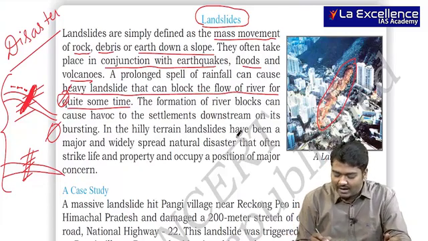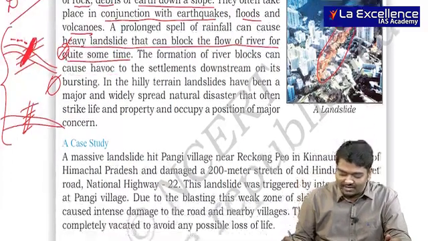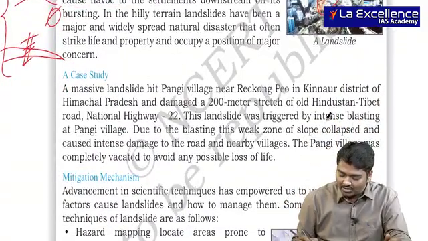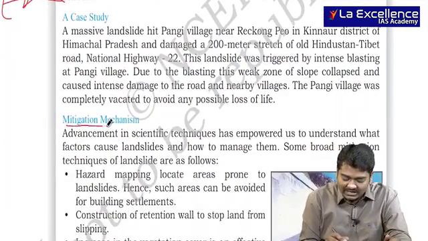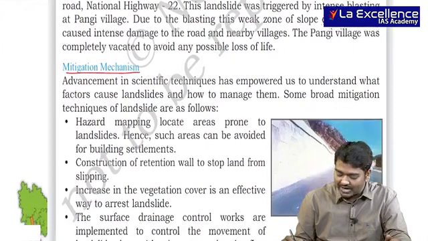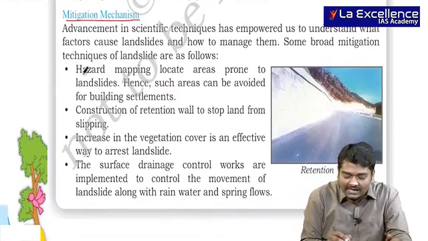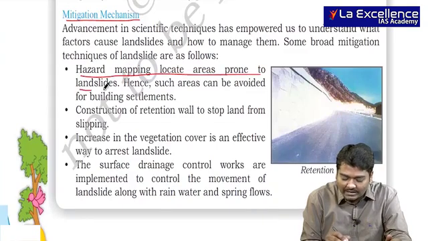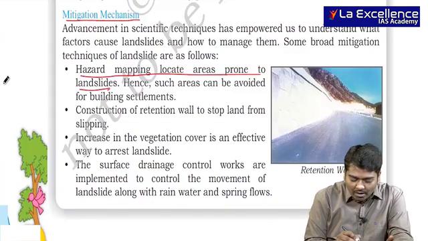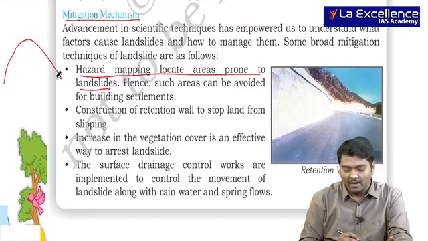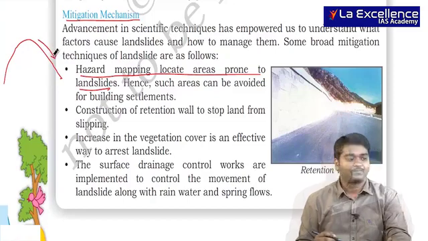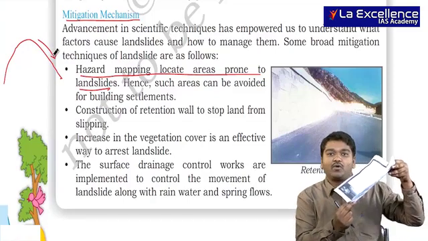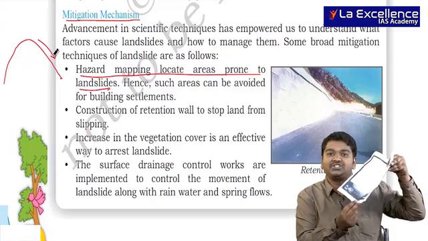In the hilly terrain, landslides have been a major and widely spread natural disaster that may actually create trouble. They have given a case study, but it is not very important for us. What is more important for us is the mitigation mechanism, that is, the measures that you actually take. Hazard mapping locates areas prone to landslides. For example, you have a mountain like this. Now, on this mountain, you actually see a slope in this direction. Let me take a scenario where the mountain is usually in this shape.